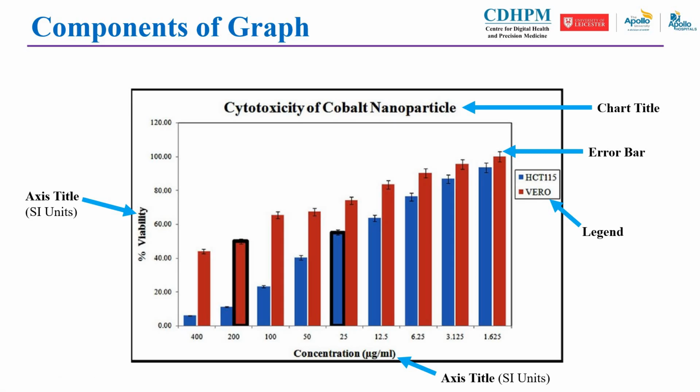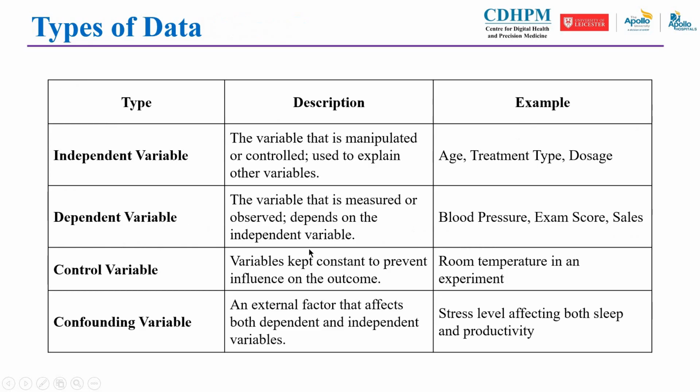So the dependent variable can easily be understood: if the changes in that particular variable completely depend on another variable, then it is called a dependent variable. In this particular case, the concentration of the nanoparticles does not depend on anything. You are deciding it based on trial and error, or based on literature evidence. But the percentage of cell viability completely depends on the dosage of the drug. That's why that's a dependent variable. So the dependent variable always goes on the y-axis and the independent variable always goes on the x-axis.